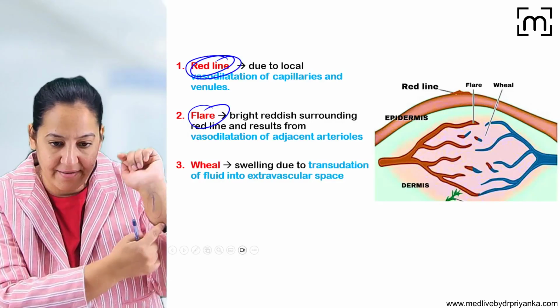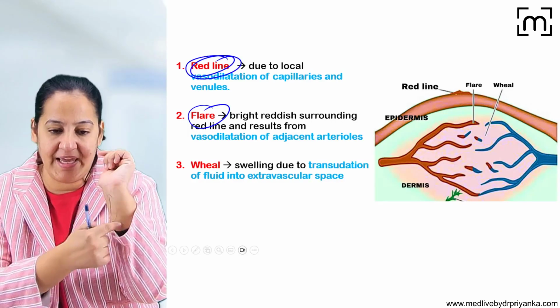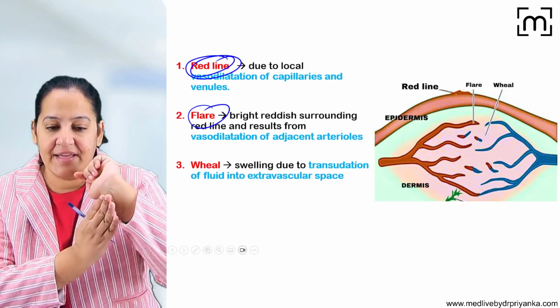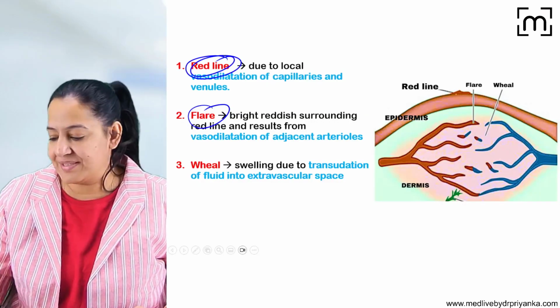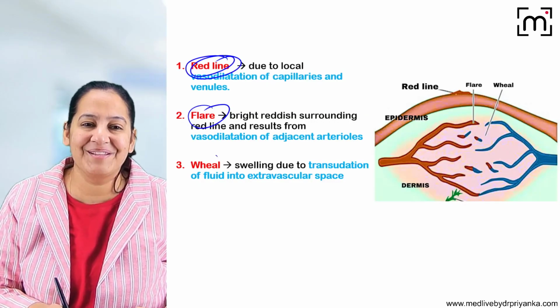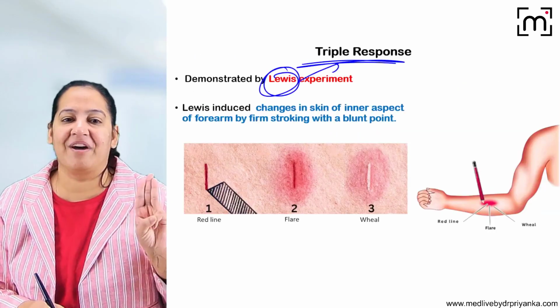First the line becomes red. Then the area around that also becomes red. And then the complete area swells out. You can try on yourself if it doesn't hurt. So this is known as wheal. So 3 things happen one by one.